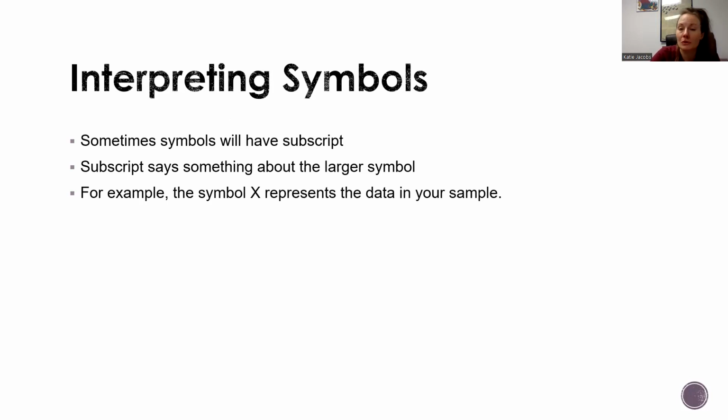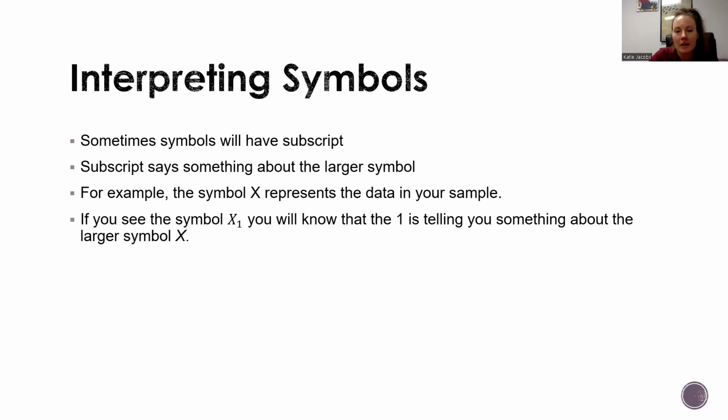So for example, right now, and this will actually be apt to change later, the symbol X represents data in our sample. That symbol will stay the same, but sometimes we'll see X sub 1, and we know that that 1 is telling you something about the larger symbol, okay? So right now, if we have an X sub 1, we're just saying the data for participant 1. That will change later on when we have more than one X value, but that is future S problem.